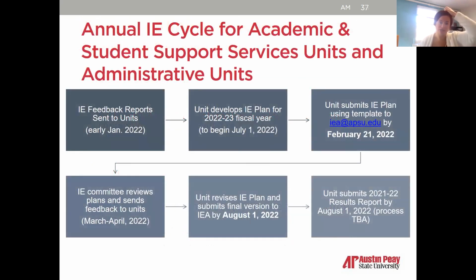So time-wise, just to look at this for these 2 types of units, our office is currently compiling feedback reports for those of you that submitted results reports from last year, from 2020, 2021. The committee reviewed those, and we have now made feedback reports. And if you submitted results for 2020, 2021, you will receive a feedback report from us. Allie hopes to get those out to these units this afternoon.